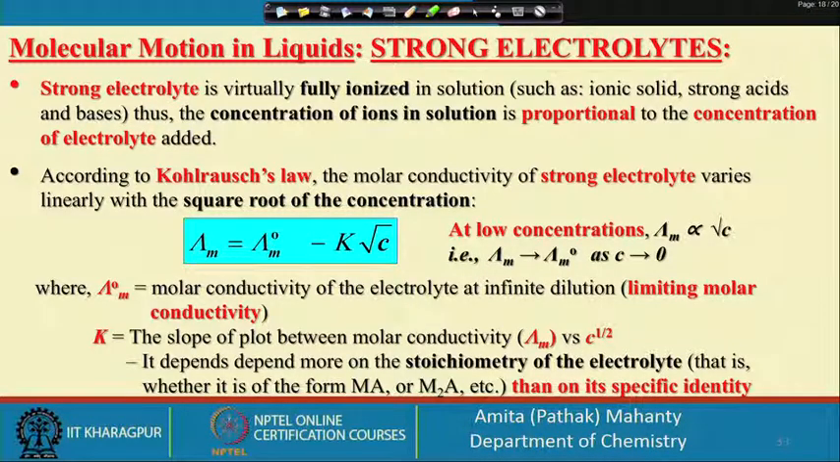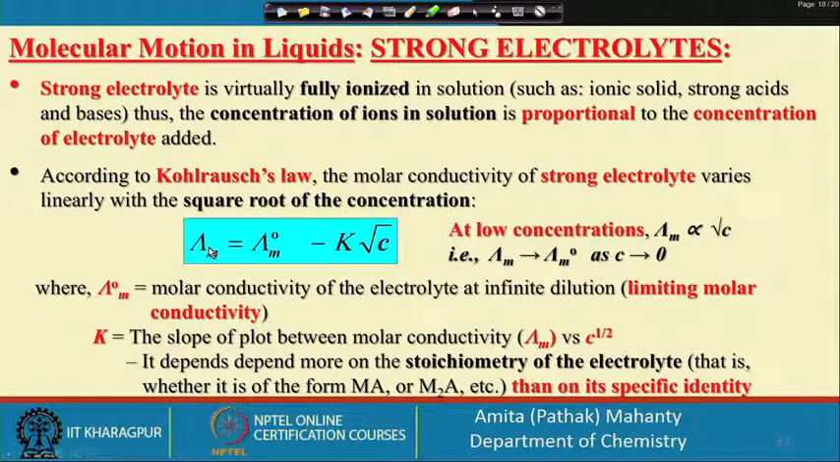According to the observation of how the lambda value, the molar conductance, varies with concentration, Kohlrausch did a number of experiments. According to Kohlrausch's law, the molar conductivity of a strong electrolyte varies linearly with the square root of the concentration, that is the molar concentration. So, this is the expression of Kohlrausch's law.